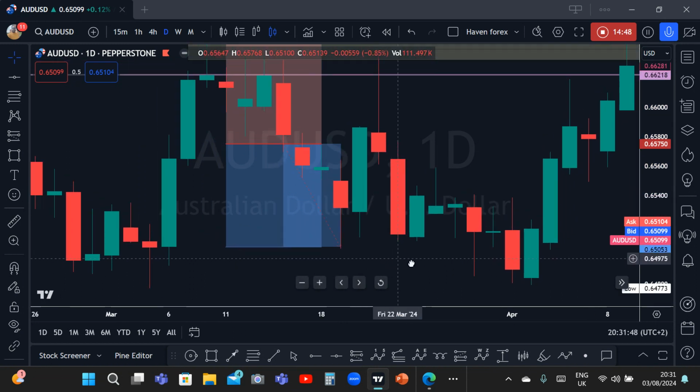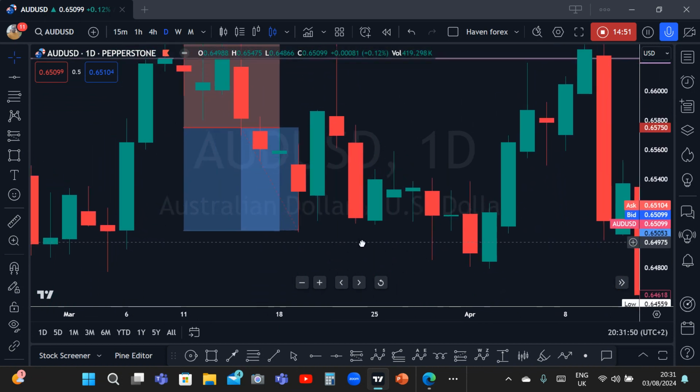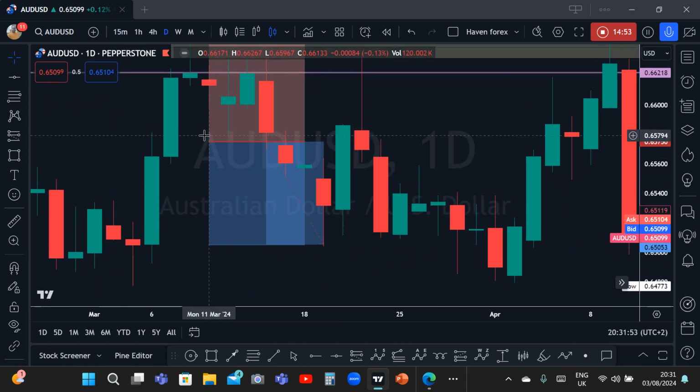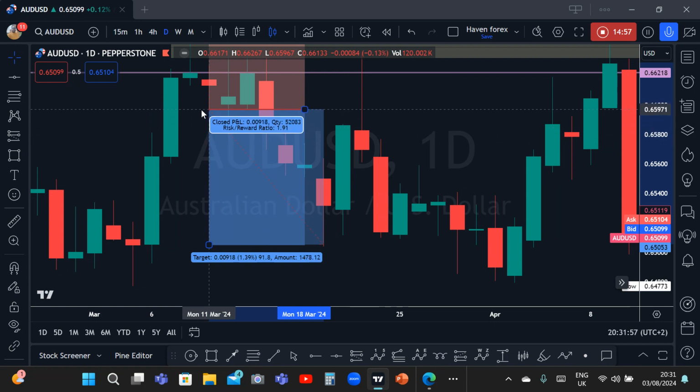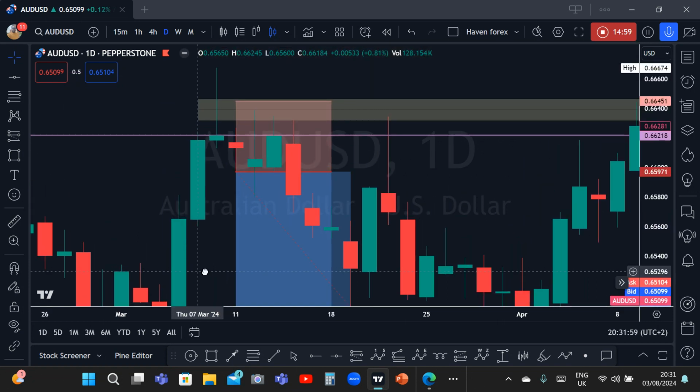You don't need to be greedy. Put it at the next support level. All right? It's very, very important. Put it at the next support level.